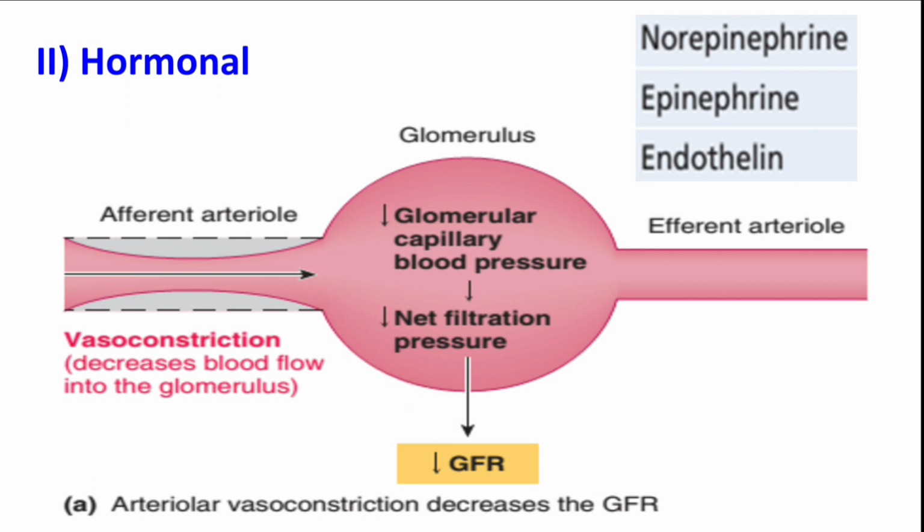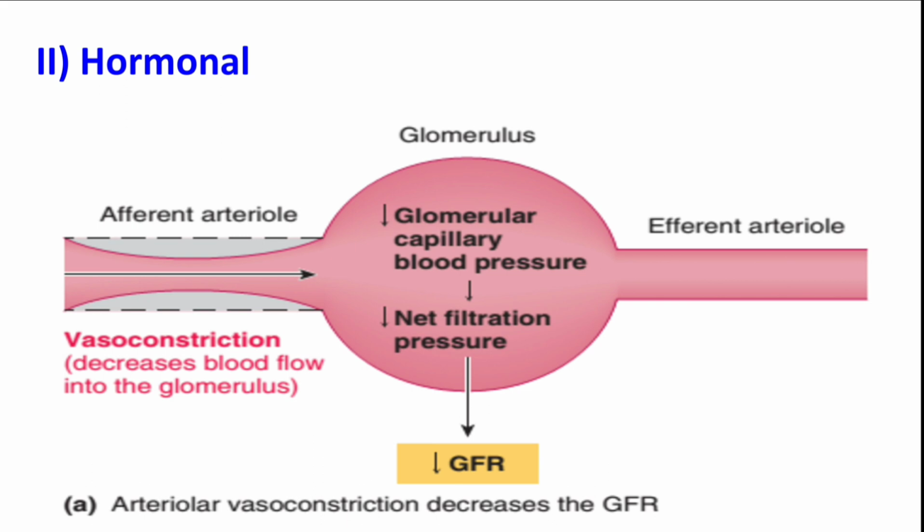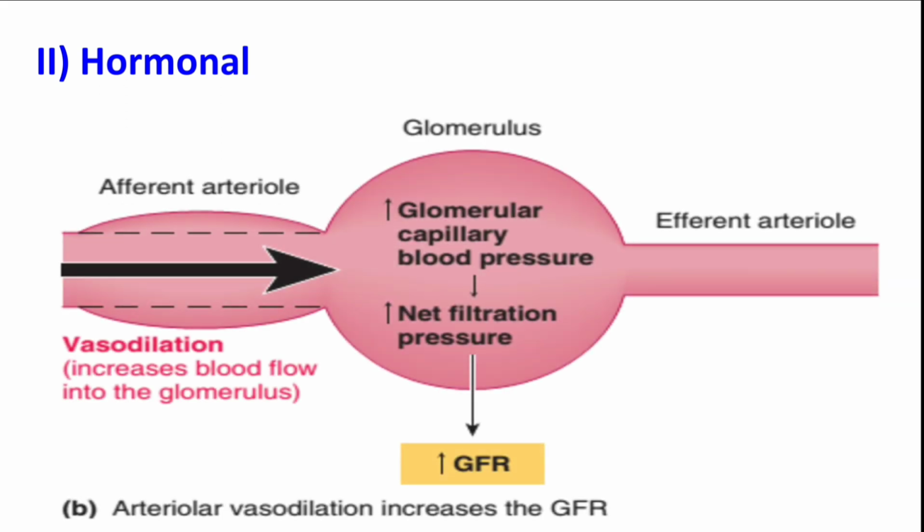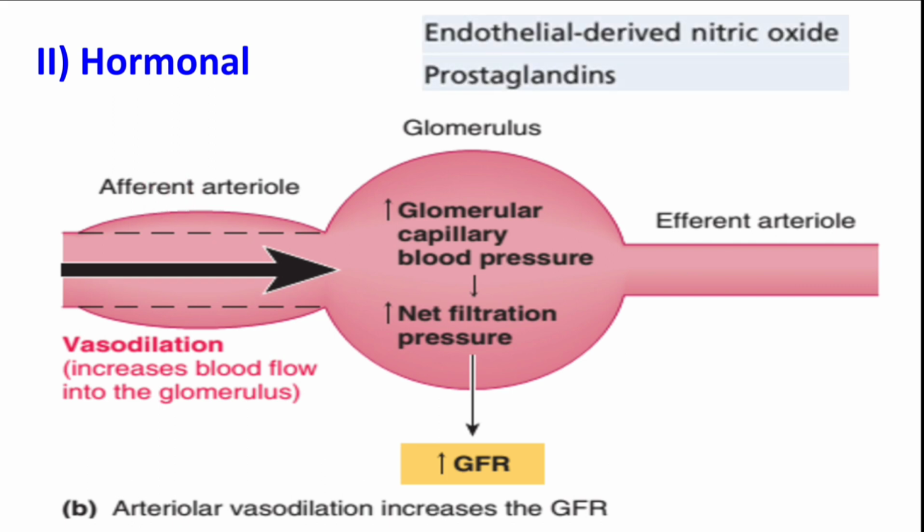While on the other hand, the second type of hormones, that is vasodilators, also act on the afferent arteriole, but they cause vasodilation. For example, prostaglandins and endothelial derived nitric oxide are vasodilators and they act on the afferent arteriole and cause vasodilation. Now due to this vasodilation, the resistance of the afferent arteriole is decreased and renal blood flow increases. Due to this increased renal blood flow, glomerular capillary hydrostatic pressure increases and it serves to increase the GFR.